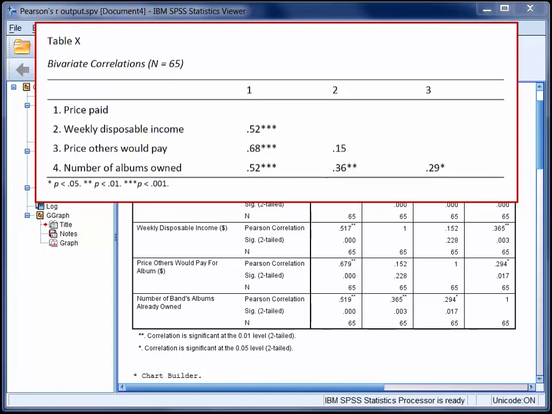Now don't forget that when writing up your results, you may also need to note the results of any assumption tests you ran, and information on doing this can be found in StatHand.